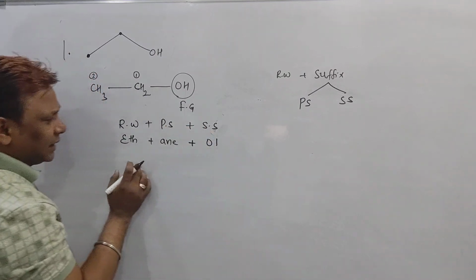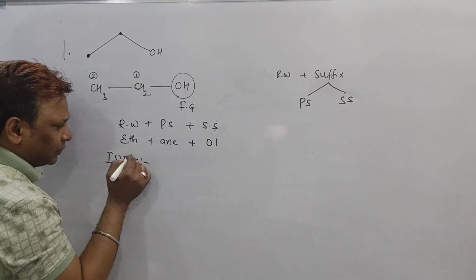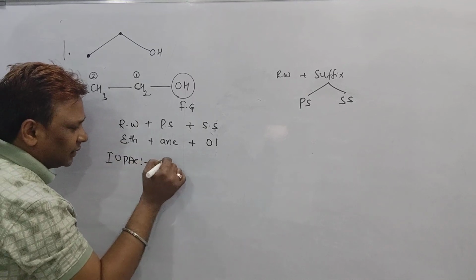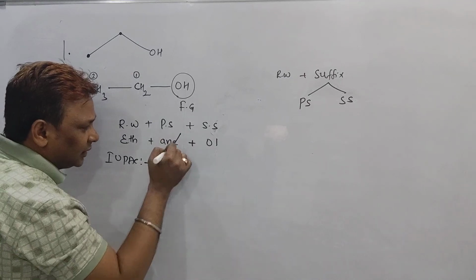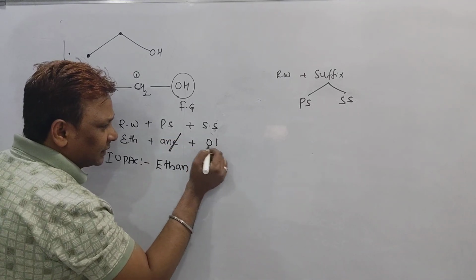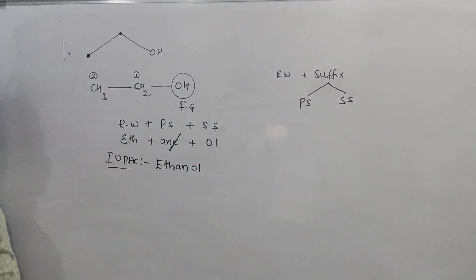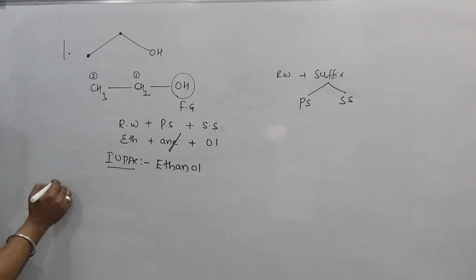See, beta, how to write the IUPAC name of this compound? Sir, the IUPAC name of this compound can be written as ETH ANE. This E is replaced by the secondary suffix OL. So the IUPAC name of this compound is ethanol. It is the first example I gave you.